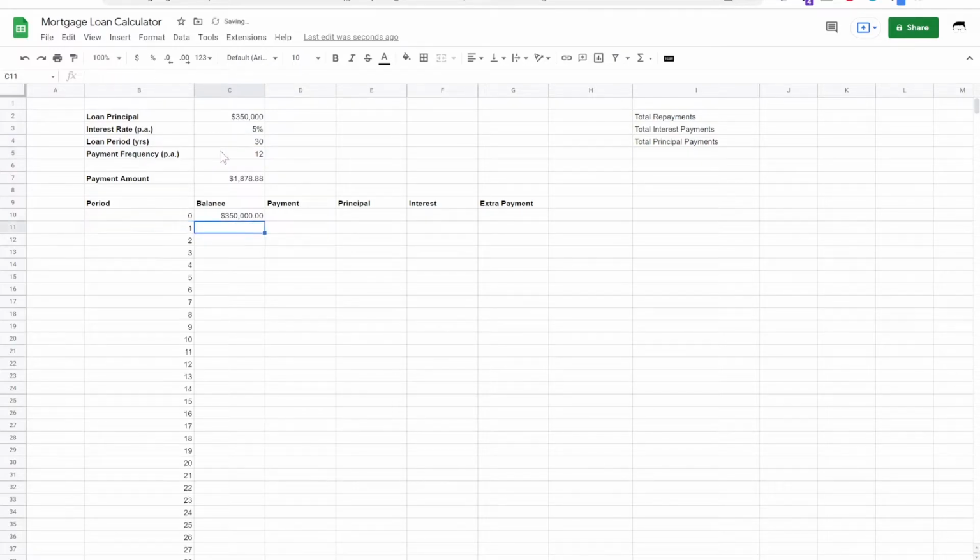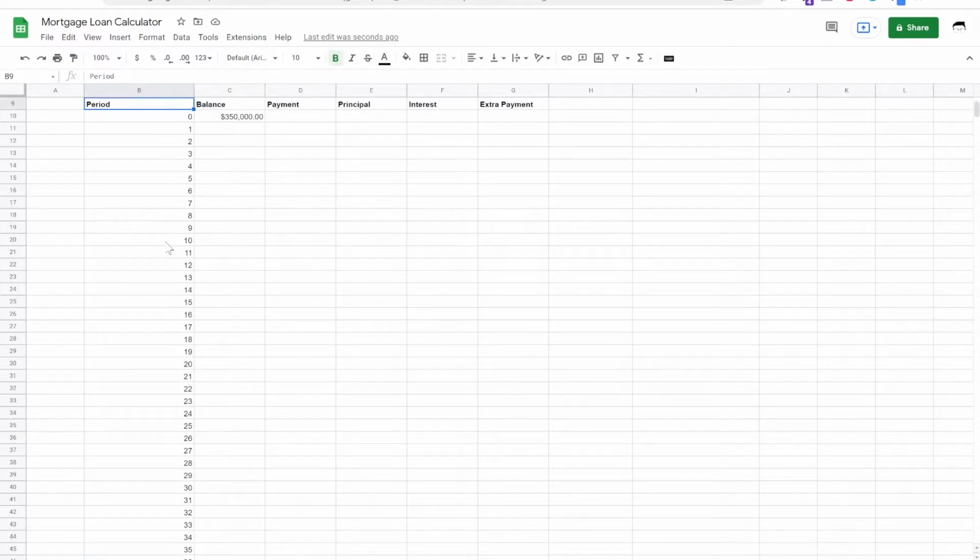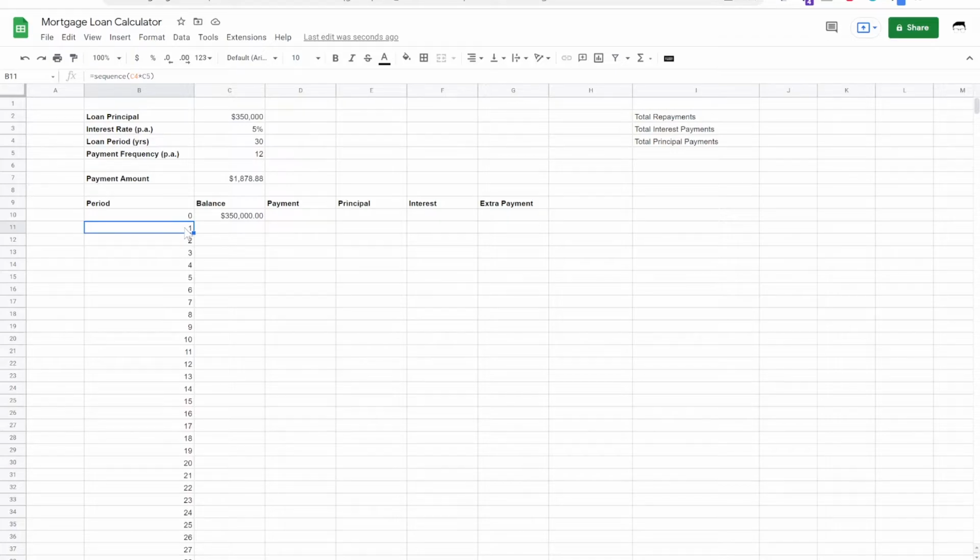And this just saves us the job essentially. So you can see there that it builds us all the way out to 360, which is 30 multiplied by 12. So it saves us having to drag that right down to the bottom. And what we do here in the first period is we go across to the payment, which we calculated earlier, and we look across at the interest.